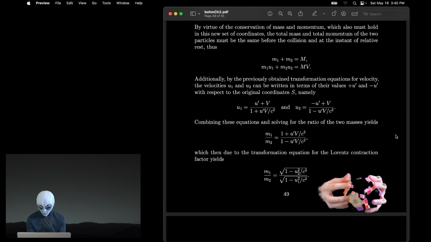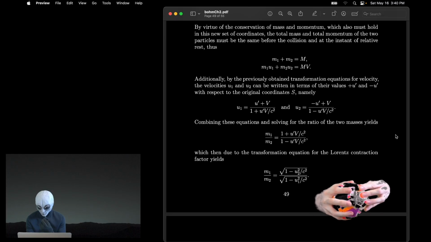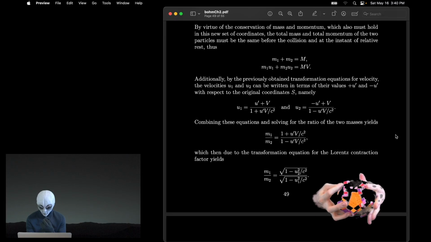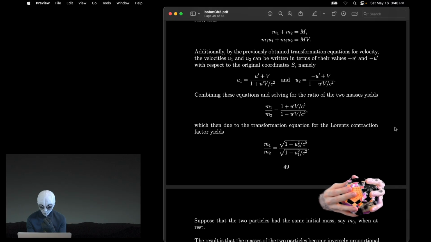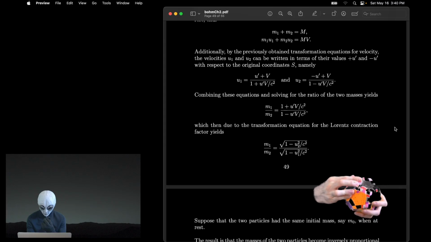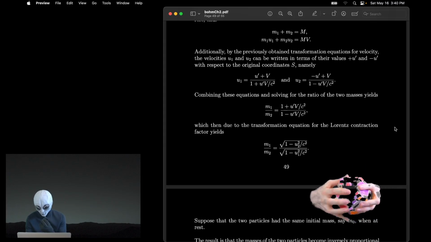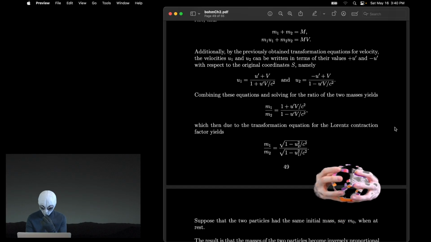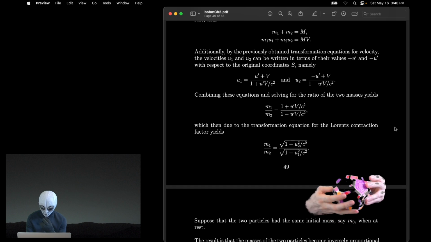Additionally, by the previously obtained transformation equations for velocity, the velocities u_1 and u_2 can be written in terms of their values +u' and -u' with respect to the original coordinates S, namely u_1 = (u' + V) / (1 + u'V/c²), and u_2 = (-u' + V) / (1 - u'V/c²).